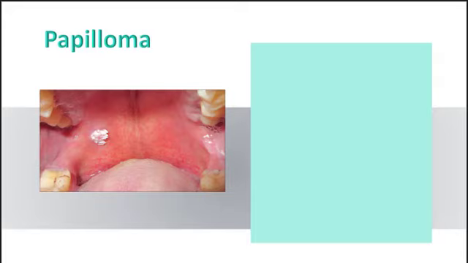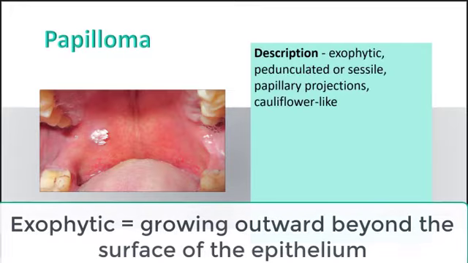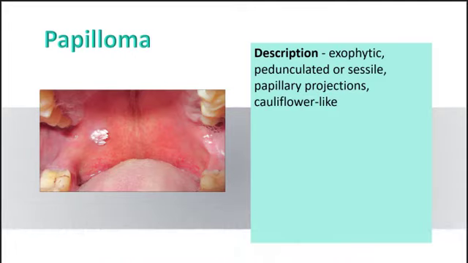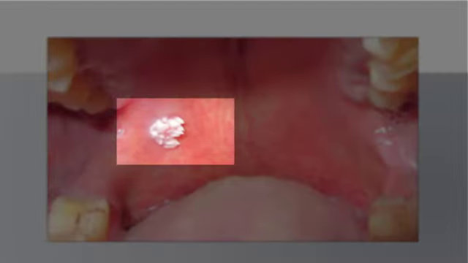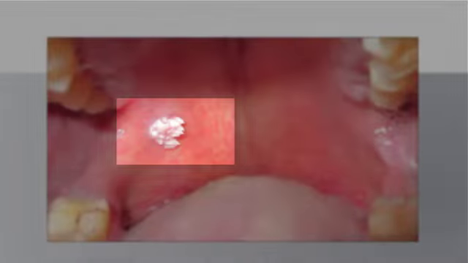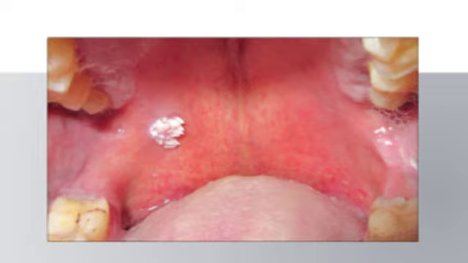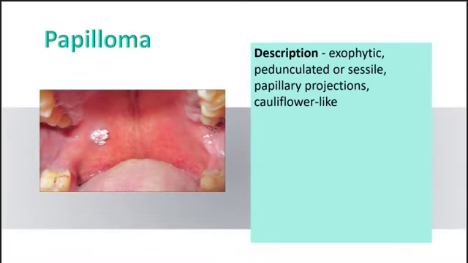We've already discussed papilloma, so this one should be more of a review. Some of the words that we use to describe papilloma would be exophytic, meaning that it grows outward. They can have pedunculated or a sessile base, but microscopically they're going to have finger-like projections. In this lesion, you can actually see the finger-like projections because they're very prominent and visible. They're also described often as cauliflower-like.